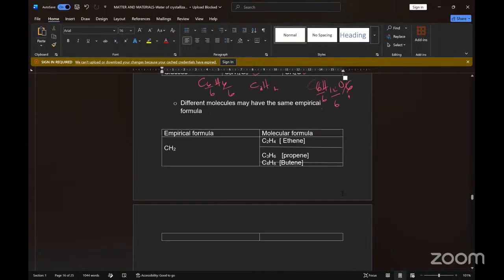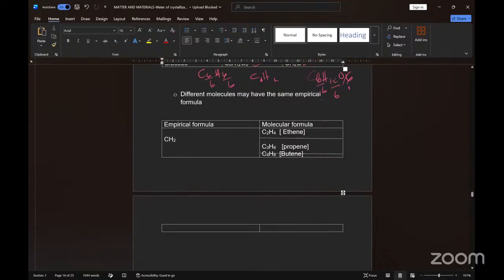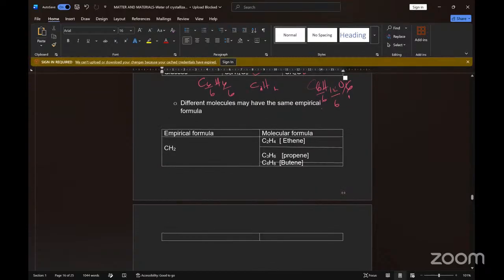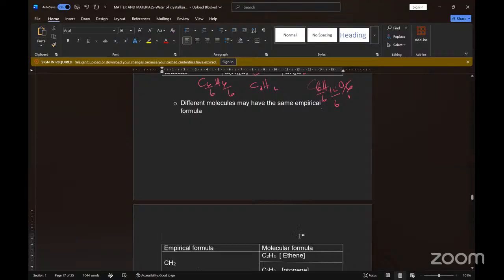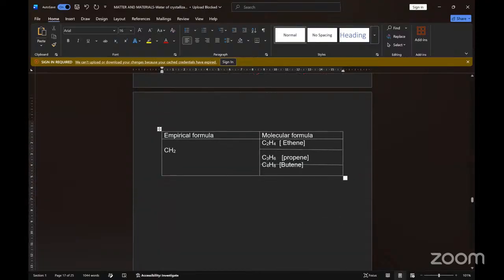The last thing I want to talk about with respect to empirical formula and molecular formula is that there are certain compounds, especially when you get to grade 12, that have the same empirical formula, but their molecular formulas are different. So, for example, we have these compounds there. This is called ethene. This is called propene. This is called butene. So let's take the first one. If you have C2H4, you divide this by 2, you divide this by 2. So eventually you're going to have C1H2.